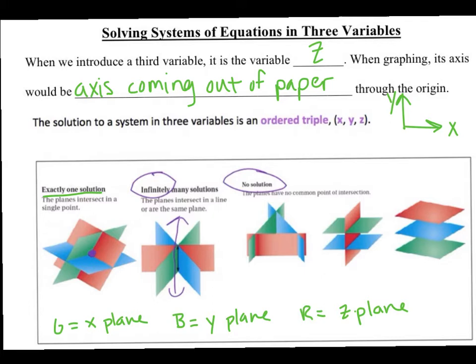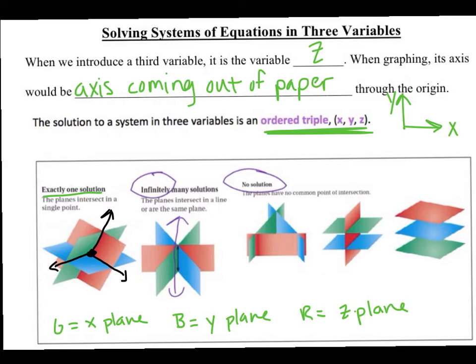So, in order for you to have an ordered triple, if you have exactly one solution, that means that your three planes intersect at exactly one point. So if you look at this first picture, the green, red, and blue planes all intersect at that one point. That one point is the solution for whatever system that was.